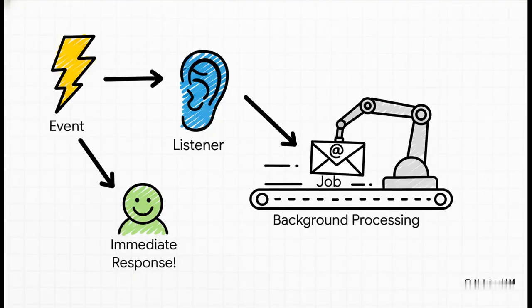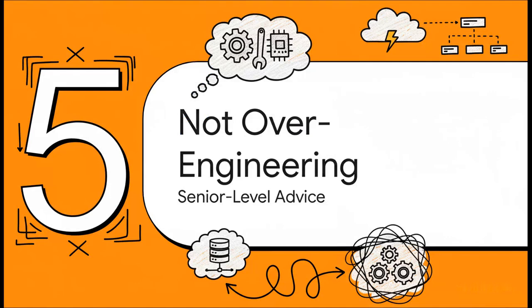And that user-registered event we fired, that's what completes the picture. It triggers a listener, and that listener's only job is to dispatch a send welcome email job to the queue. The user gets an immediate success response, and the actual email gets sent a few seconds later in the background. It's perfect. Now, before we wrap up, I have to give you a crucial piece of senior-level advice.